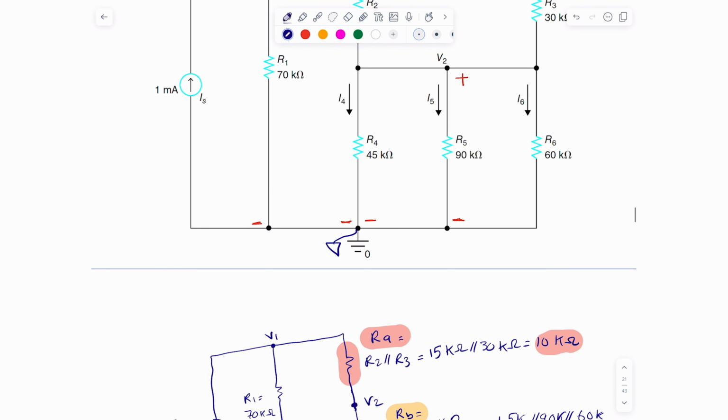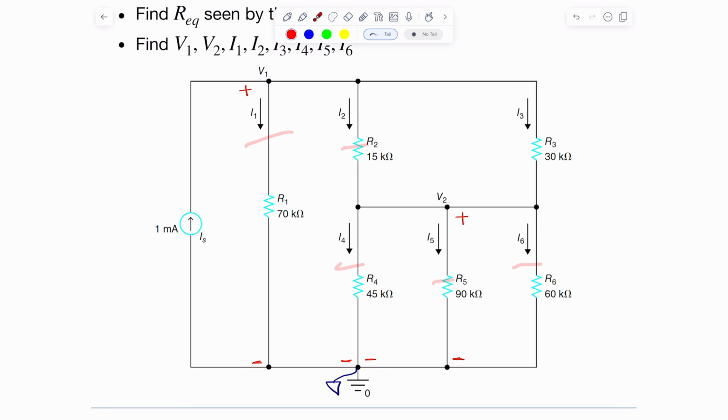But what we're asked to do is compute the following. We're asked to compute what V1 is, what V2 is, and then we're asked to compute the different currents within the circuit. So I'll start by saying, you know what, I think I can figure out what V1 is right away from here, and it's simply using Ohm's law.